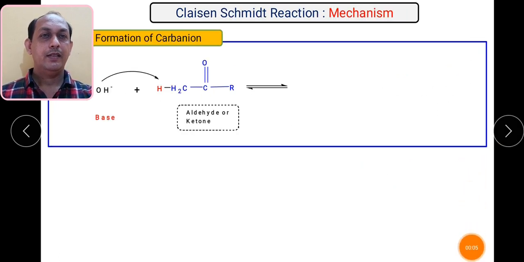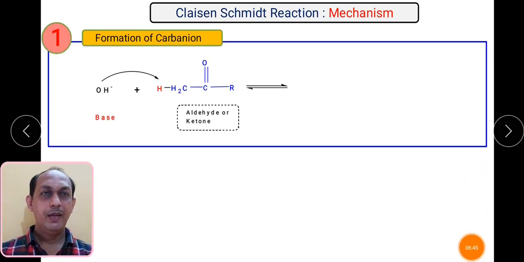Okay, let us see the next mechanism. The mechanism part is very important. We are going to see how the reaction progresses. So the first step is the formation of carbanion. In the first step the carbanion is formed. As we know, a carbanion is a species where carbon carries a negative charge.